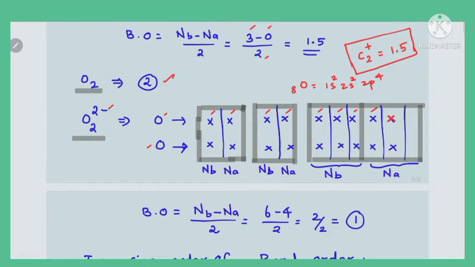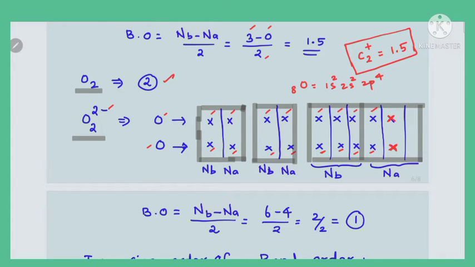Similarly, for the second oxygen: 1s2, 2s2, 2p4, plus this extra electron which comes due to the 2 minus charge. So in O2 2 minus, the oxygen molecule with 2 extra electrons, one extra electron I have added to the first oxygen, and another extra electron I have added to the second oxygen.